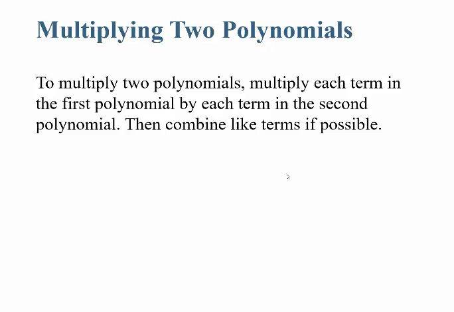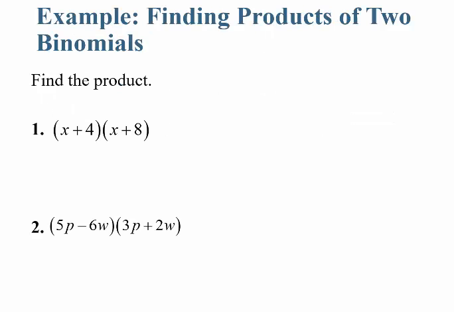All right, so when you multiply two polynomials, multiply each term in the first polynomial by each term in the second polynomial, then combine like terms. So this is if it's more than just a monomial. So what I want to do here for each of these is find the product of these two binomials. Okay, so I want to find x plus 4 times x plus 8.